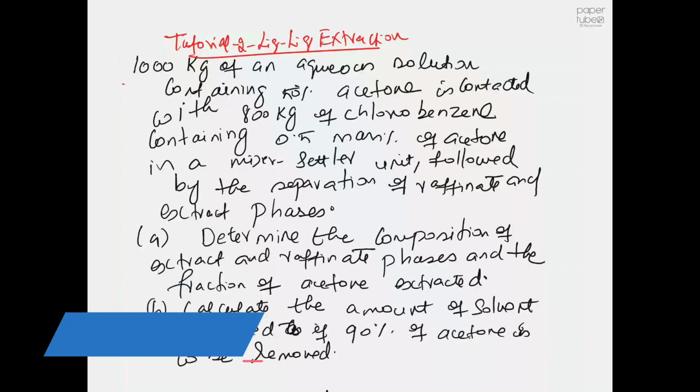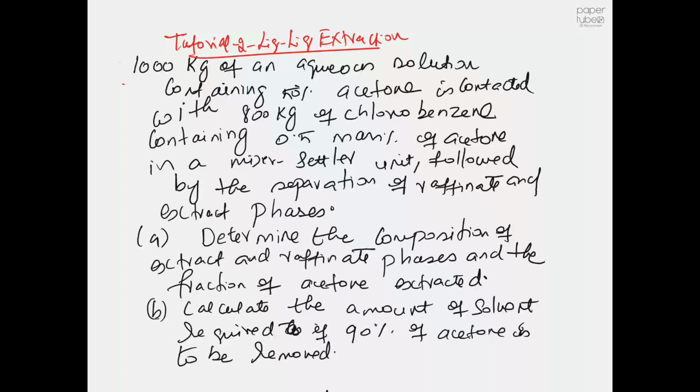In this tutorial, we will try to solve a small problem. So let me read this problem. I think I already explained this problem in lecture 5, but anyway, I will read it one more time. So what we have is 1000 kg of an aqueous solution. This 1000 kg of solution contains 50% of acetone. So this is our feed solution.